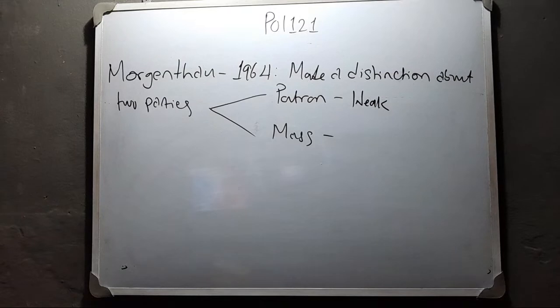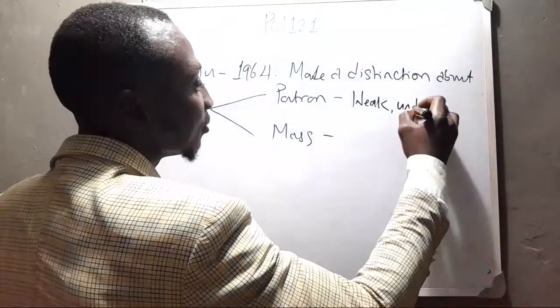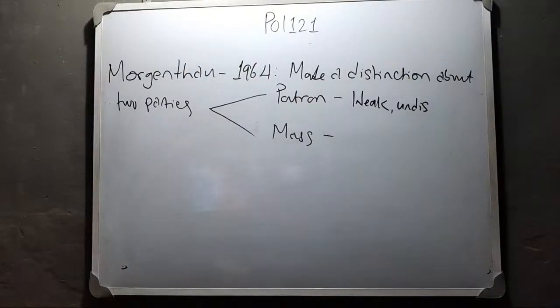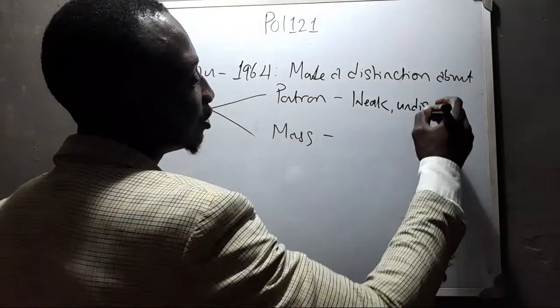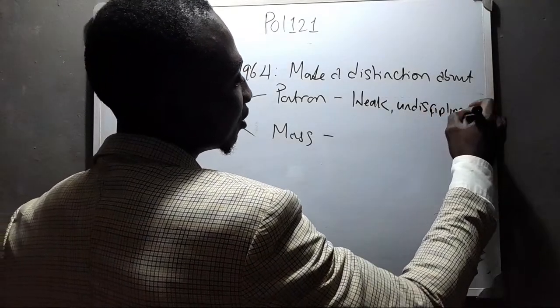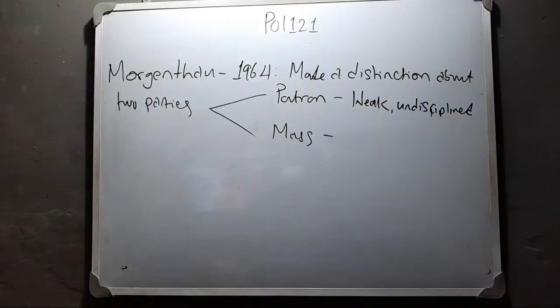He says the patron parties were weak. They are what? Undisciplined. They had little direct membership participation. Although they are weakly organized, nonetheless he referred to them as undisciplined, weak and undisciplined, and he also referred to the fact that the patron parties only get little membership participation.